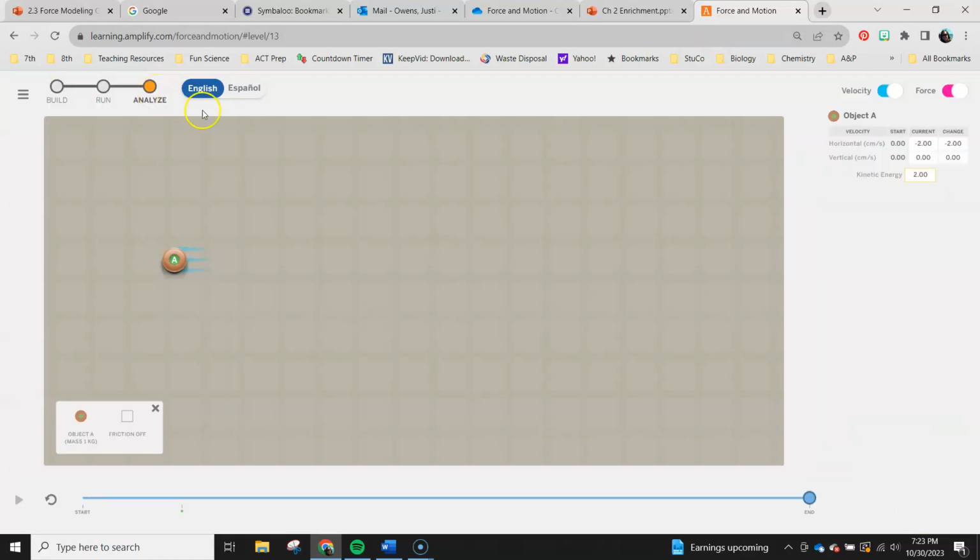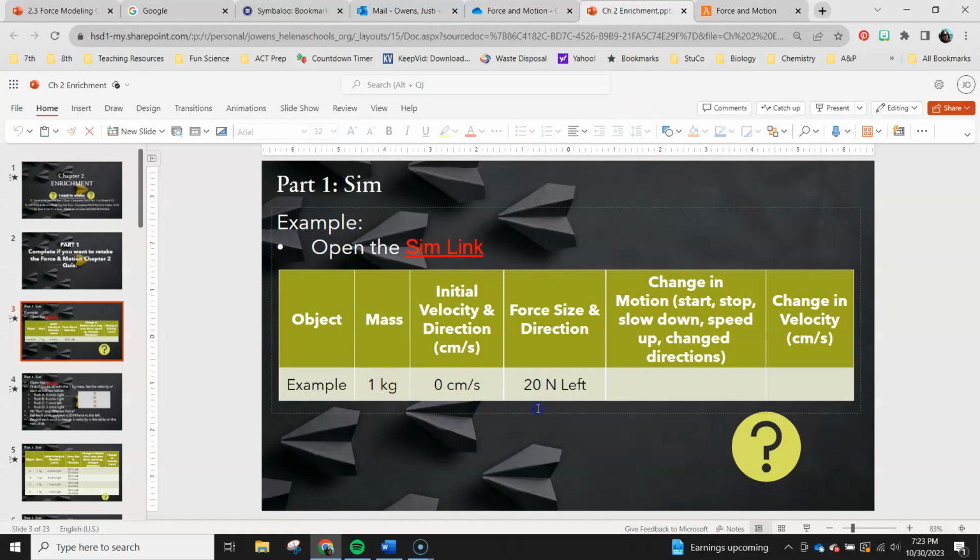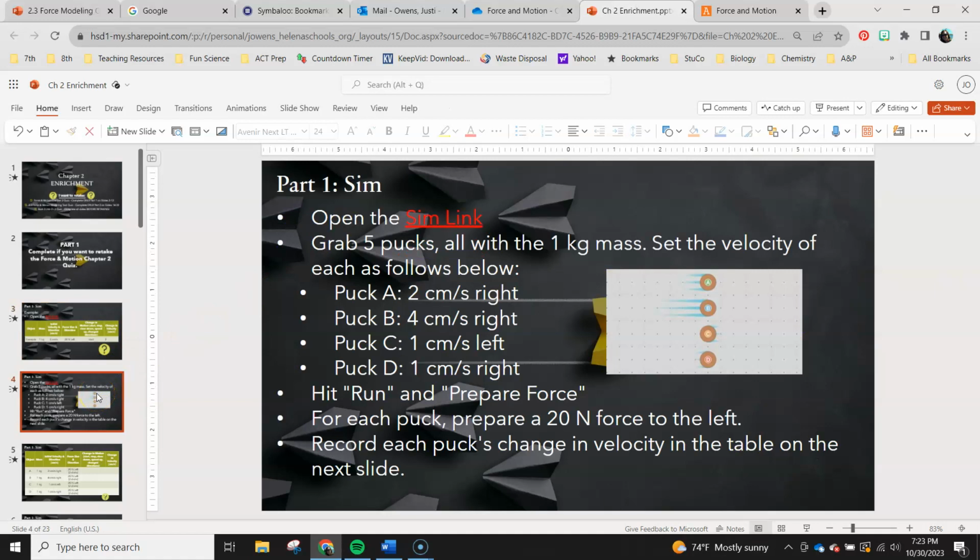If I click analyze and look at my little graph here, my change in velocity was 2 centimeters per second to the left. So on this, I'm going to mark in here that this started moving, and my change in velocity was 2 centimeters per second. You are going to do the exact same thing, or you should have already done the exact same thing, on this next part where you look at a couple more different motions.